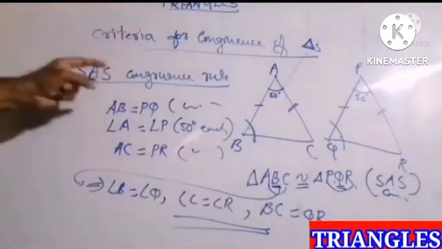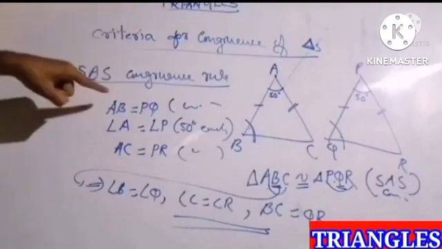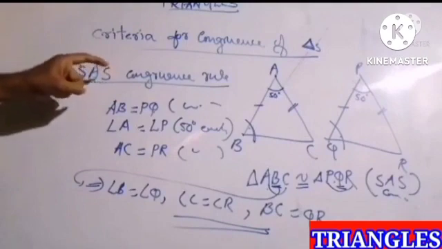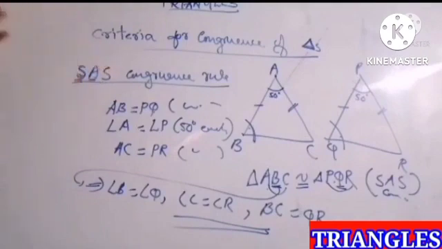So what is SAS? Side, angle, side. That means side, included angle, side. How to state the SAS rule? Two triangles are congruent if two sides and the included angle of one triangle are equal to the two sides and the included angle of the other triangle. That is the SAS congruence rule.